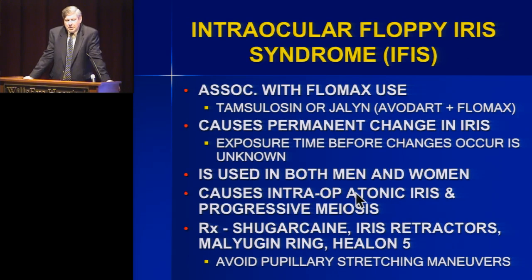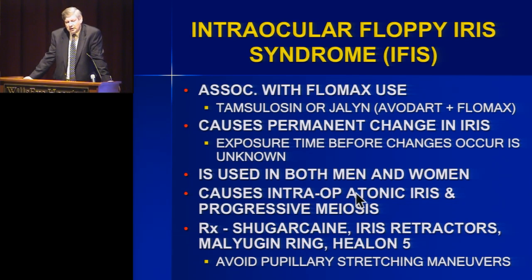Let's talk about the floppy iris syndrome. This is a syndrome that was described by David Chang probably about 10 years ago, and he was able to figure out that Flomax was the main culprit in these patients. The problem now is that it's rare for patients to come in and say they're on Flomax, because Flomax is the brand name and everybody's on a generic called tamsulosin. Most patients can't pronounce that name, so they're not as likely to tell you when they're giving you their list of medications, which is a major issue.